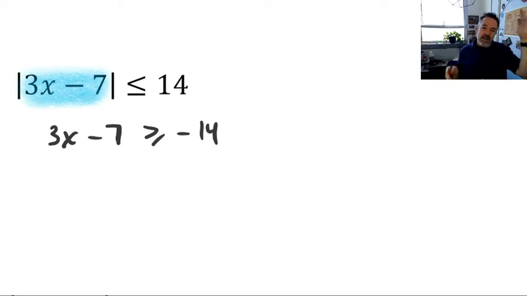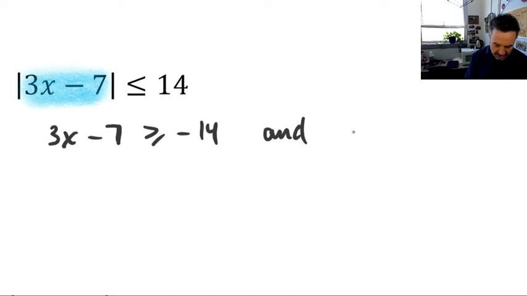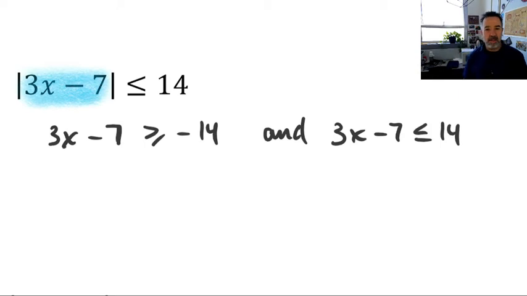So the 3x minus 7 must be larger than the negative 14, and this is less than, and the 3x minus 7 must be less than or equal to the positive 14. On the one hand, it has to be greater than the negative 14, but it also has to be less than the positive 14 because it's less than. It's coming in, not shooting out, but coming in towards us.